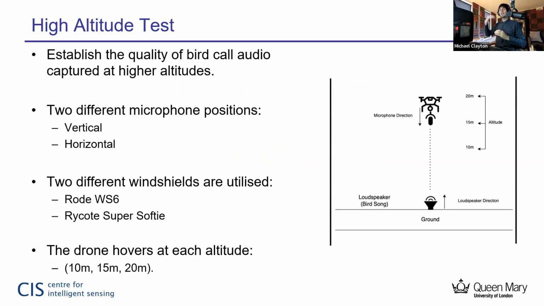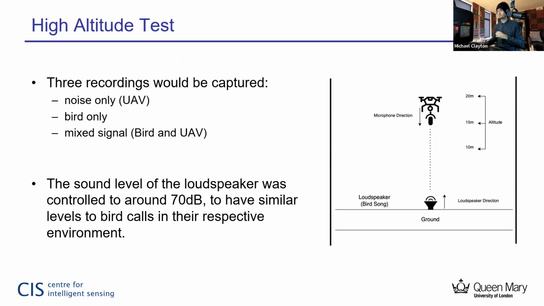Then for the high altitude flight tests, we want to establish, okay, can it capture bird calls from a high altitude? As mentioned, two different microphone positions, vertical and horizontal, and two different windshields, the Rode WS6 and Rycote Super Softy, as they're named. The drone would hover at three designated altitudes that we chose at this stage: 10, 15, and 20 meters. Similar to the payload versus noise experiment, we get three recordings.